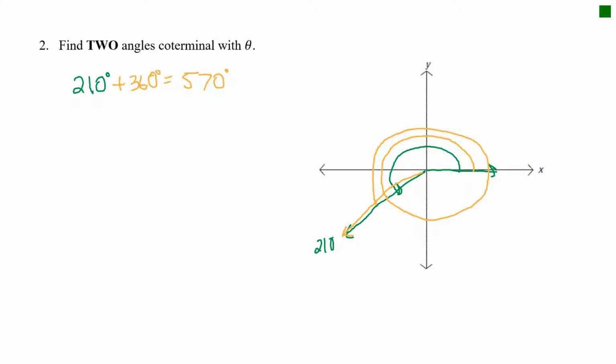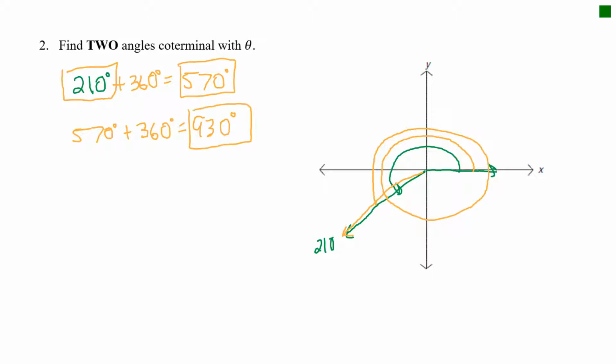If I want to do another one, I could just add another 360. So 570 degrees plus another 360 is going to equal 930 degrees. So 210 degrees is coterminal with 570 degrees, also coterminal with 930 degrees.